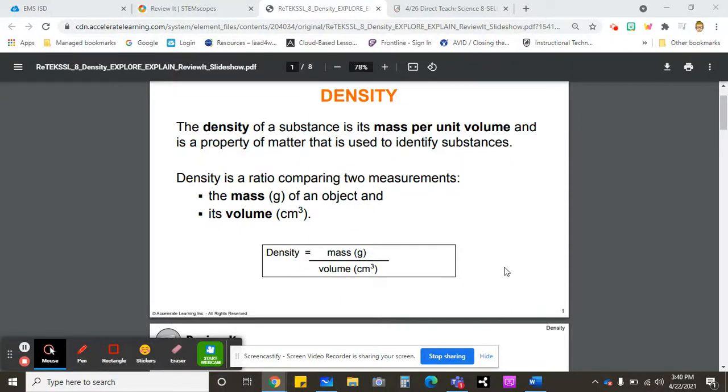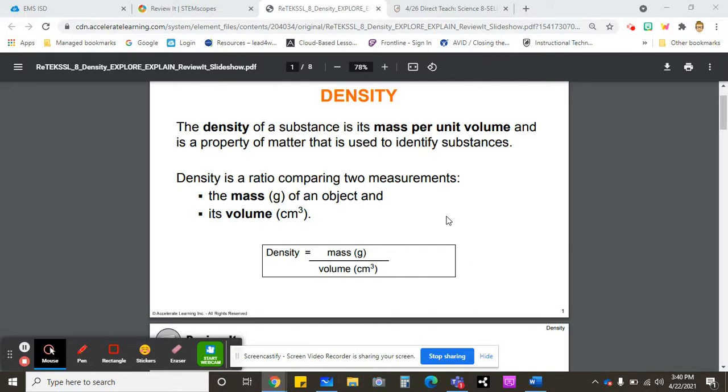Hey everybody, this is density. Density of a substance is its mass per unit volume. So it's how much something weighs to how much space it fills, basically. And it's a property of matter that's used to identify different substances.